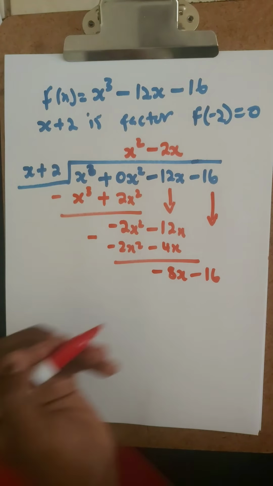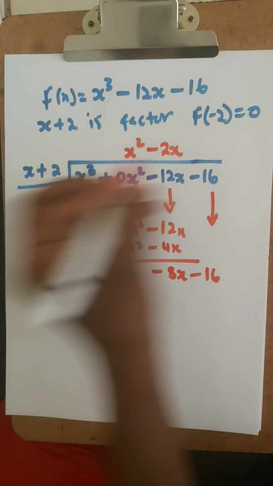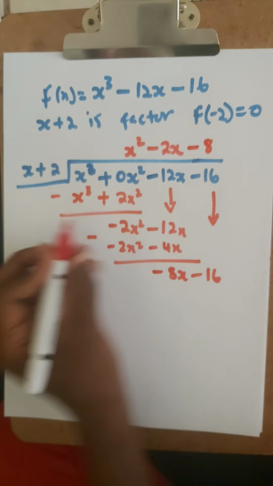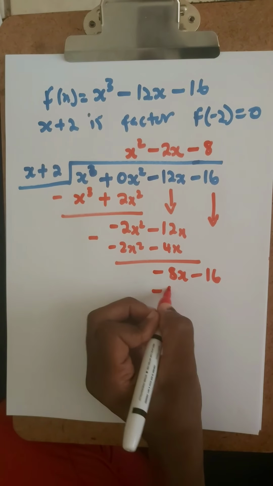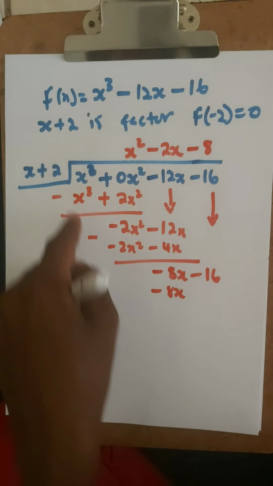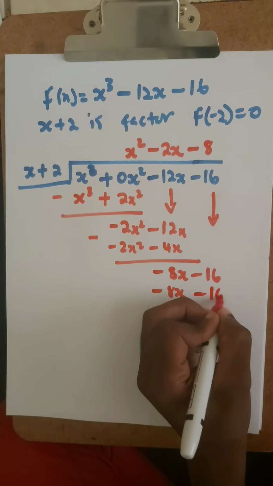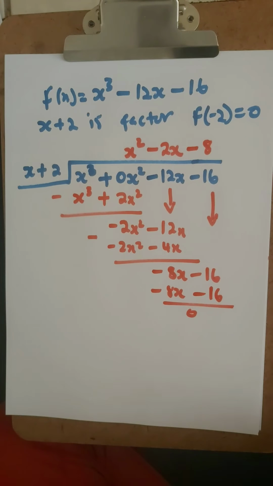Then x times minus 8 gives minus 8x. 2 multiplied by minus 8 is minus 16. The remainder is 0.